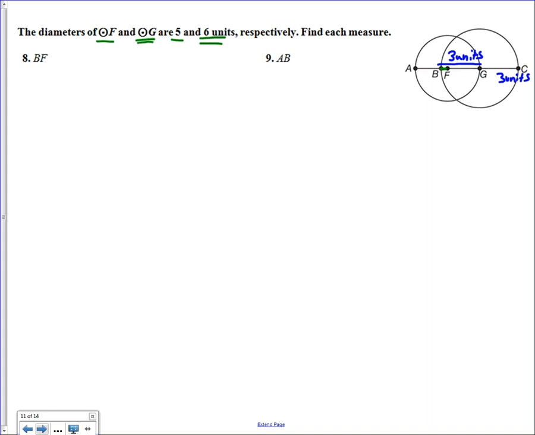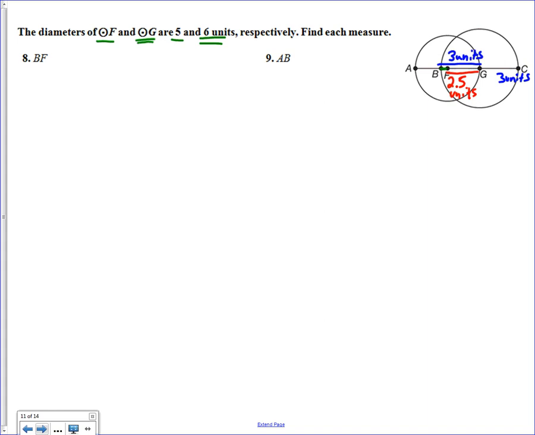Next, we know that FG is 2 units. F is the center, G is a point on the circle, and I don't know why I said 2 units. It is clearly 2.5 units, because the diameter for F is 5 units. Half of that is 2.5, right?